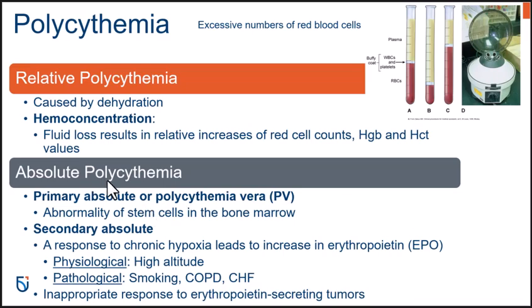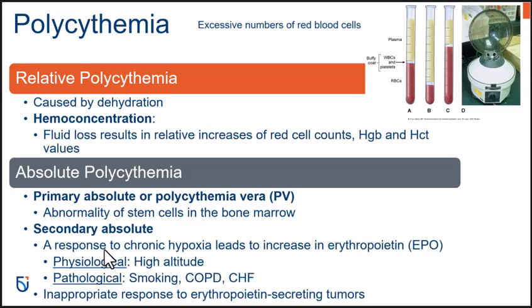Now, absolute polycythemia has two forms: primary absolute, which is also known as polycythemia vera, and secondary absolute. Primary absolute is an abnormality having to do with stem cells in bone marrow. And so this would be less common than secondary absolute, but this abnormality causes the overproduction of red blood cells because of a problem with the cells that produce red blood cells within the bone marrow.